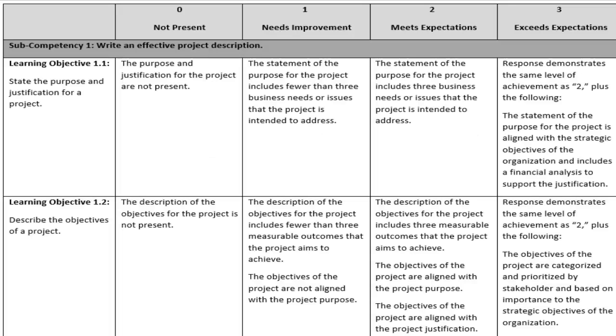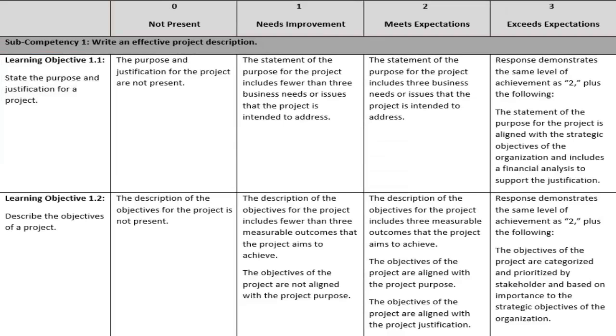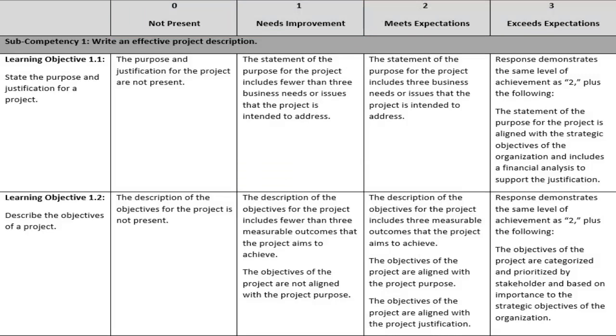This is a rubric. The leftmost column of your table lists learning objectives. Learning objectives reflect the criteria upon which your assessment submission will be evaluated. The top row of the rubric shows the level of performance you can demonstrate for each learning objective. For each, you can score a 0, 1, 2, or 3.